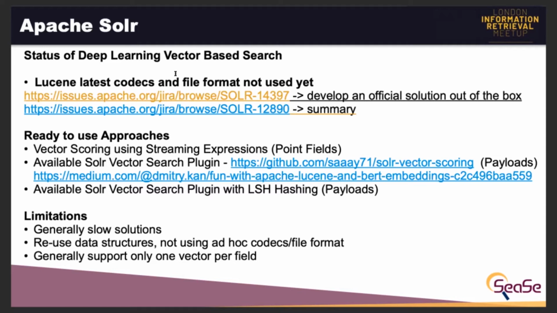having vector-based search and integrating language models with Apache Solr. And there are three main methods to do that. A vector scoring using streaming expressions, which rely on point fields. A Solr vector search plugin that has been contributed in the past, and other people have also been documenting its usage through blog posts, and especially Dimitri, who contributed an 8.6 Apache Solr port of the plugin, which is usable. And also another plugin that leverages locality-sensitive hashing.